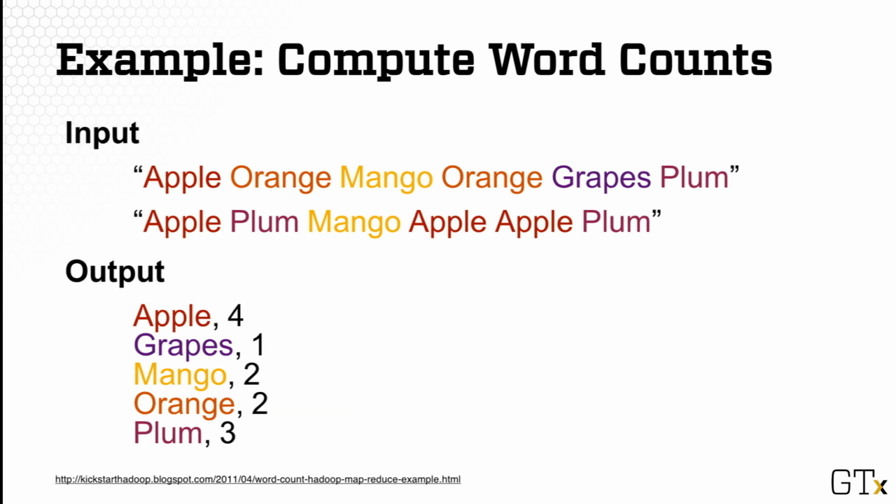As input, we have a collection of text files. For simplicity, we use only two, and each file contains only one line of fruit names. Just eyeballing those words, you can already tell the answer. That is apple 4, appearing 4 times, grapes 1, mango 2, and so on. So again, given a collection of text files, we want to know every word's frequency.